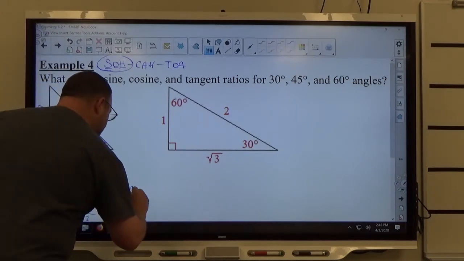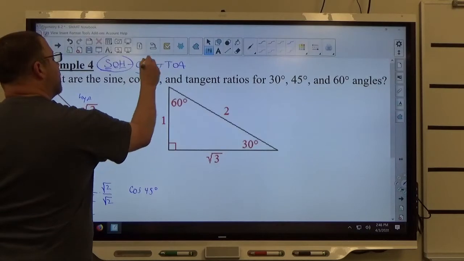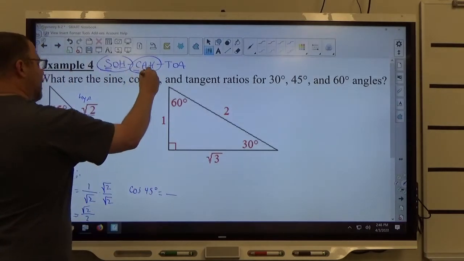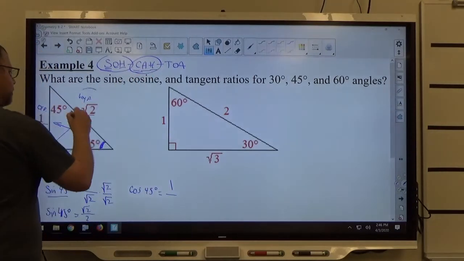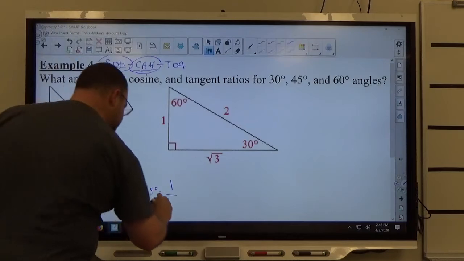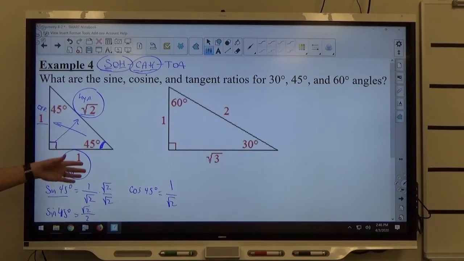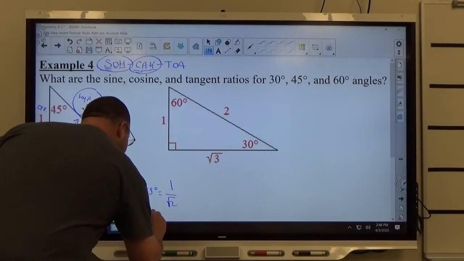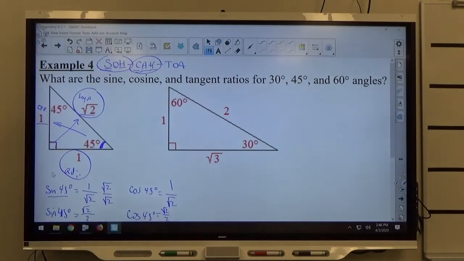The cosine of 45 degrees, doing cosine, I go to CAH, C for cosine of 45 equals fraction bar. Adjacent on top, adjacent is 1. Hypotenuse on the bottom, hypotenuse is the square root of 2. Notice it's exactly the same, 1 over the square root of 2. So that'll simplify the same way. No need to go through the math to do that again. Cosine of 45 is the square root of 2 over 2.